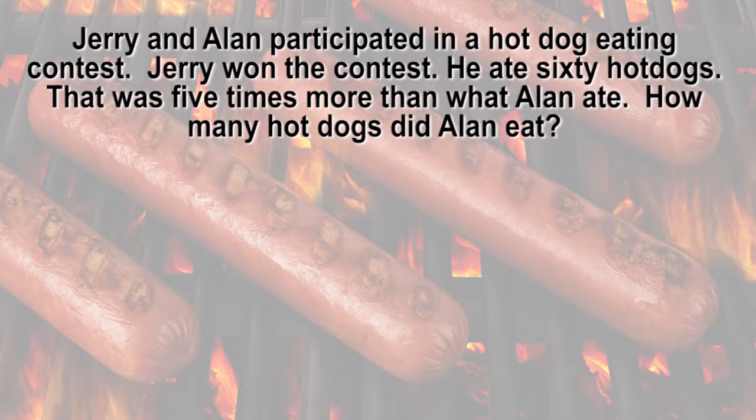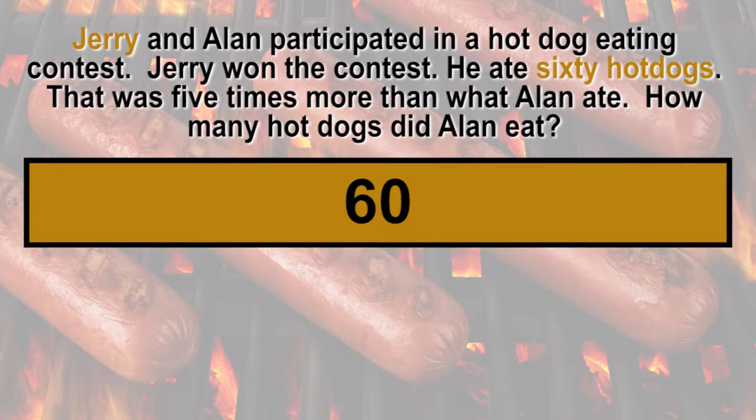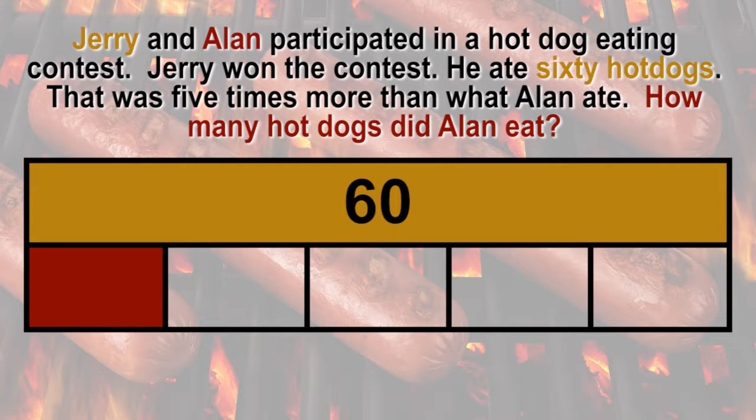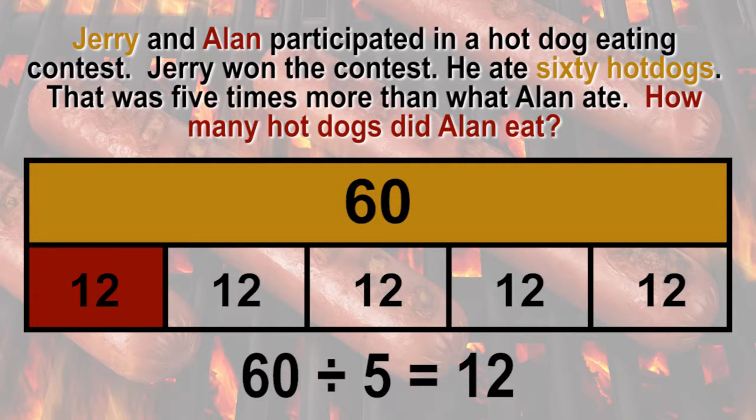Students will again draw a large rectangular box and put the total hot dogs that Jerry ate, 60, inside. Students can see that Jerry ate 5 times more, so they will put 5 smaller boxes below the bigger box and label the inside with a variable. Let's use H as our variable to represent hot dogs. Looking at the bar model, students can see that their equation is 60 divided by 5 equals H. H equals 12. Alan was only able to eat 12 hot dogs, while Jerry ate 5 times as much as that.